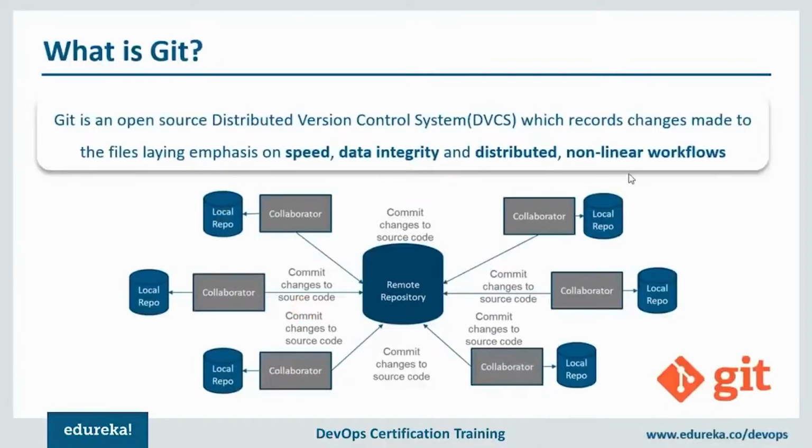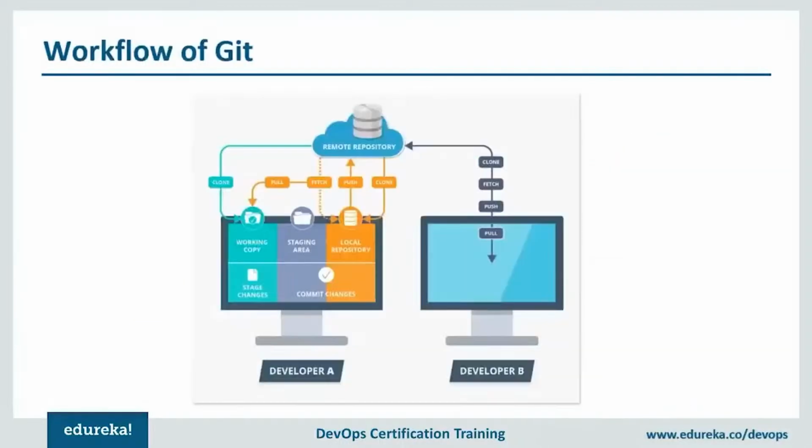So now let's move on to the workflow of Git. So what do you understand by Git workflow? Well, the Git workflow is used to manage your project effectively. So basically, if you work with a set of guidelines, then it obviously increases your consistency and productivity. Now, let's discuss each and every component in the Git workflow.